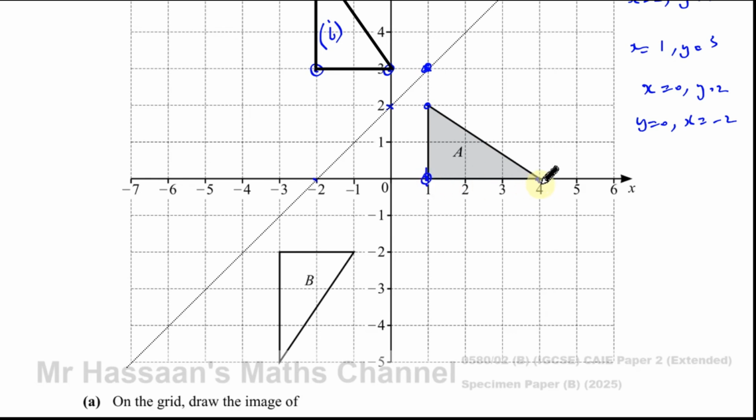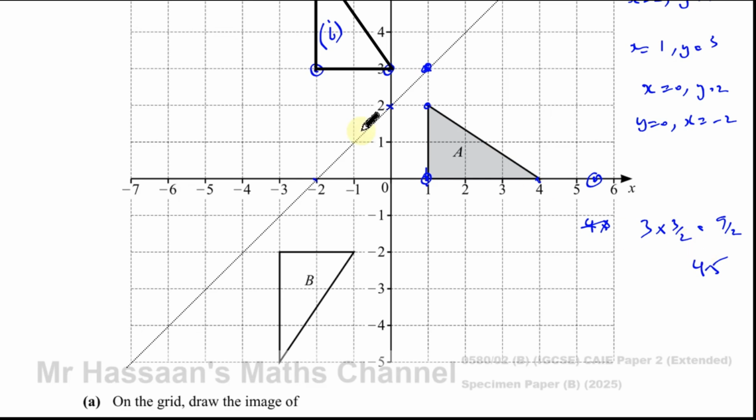A distance from the center of enlargement of 3. 1, 2, 3. So 3 times 3/2 is going to be 9/2, which is 4.5. So it's going to be over 4.5 units away. 1, 2, 3, 4.5. So it's going to be at this point over here.